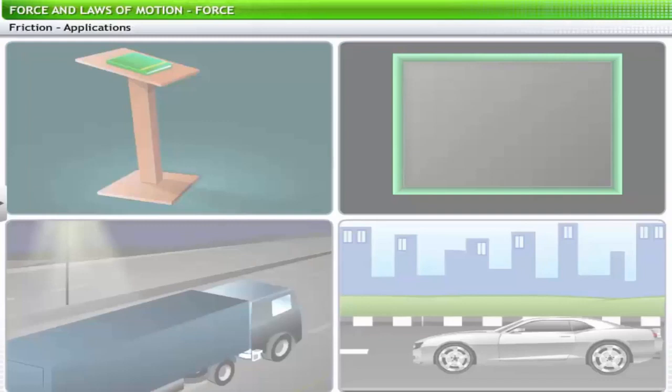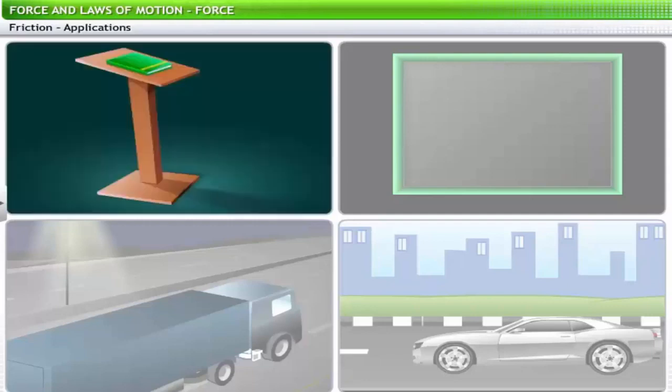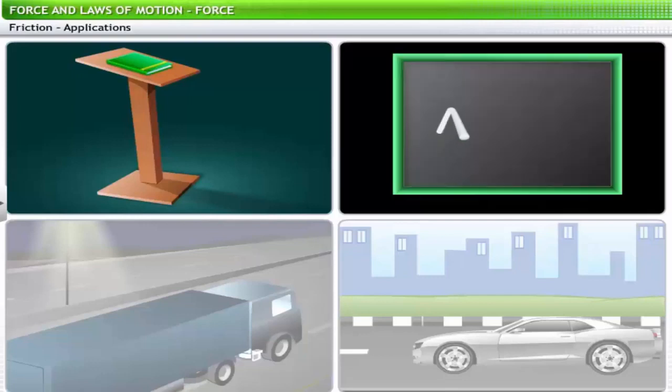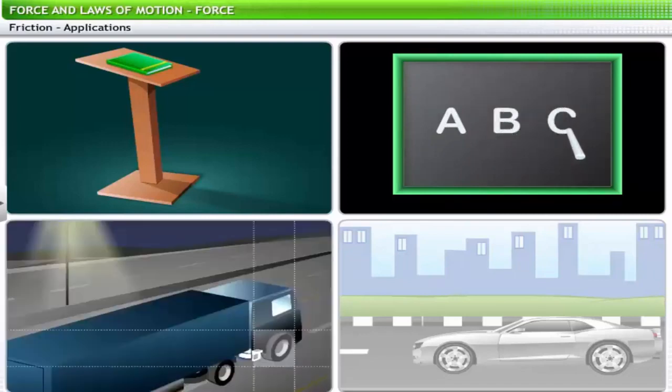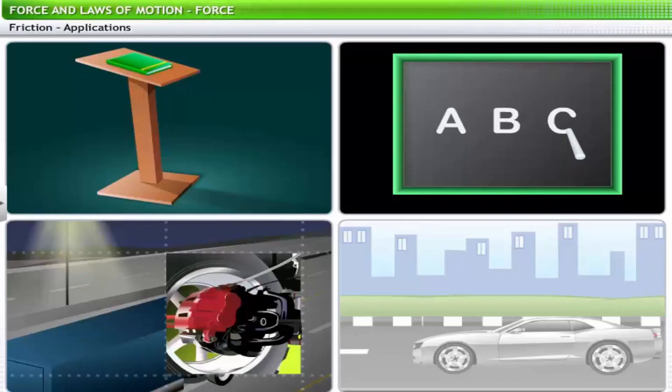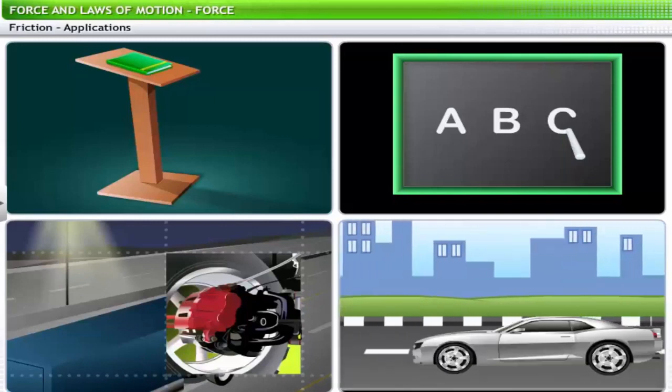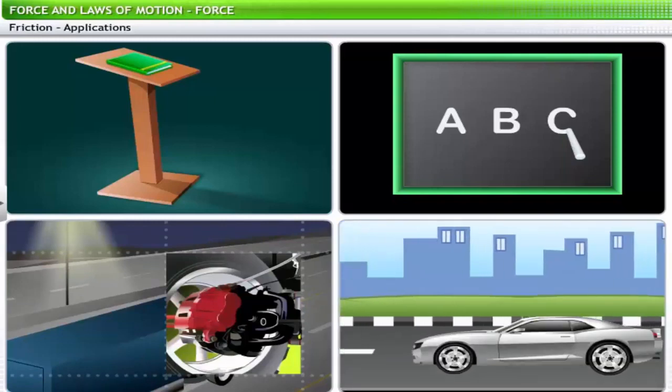You find friction at work almost everywhere around you. Some examples are objects lying on a slightly inclined plane, pens, pencils, and chalk in use, automotive brakes, and force between vehicle tires and the road when in motion.